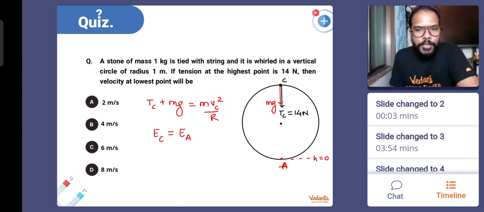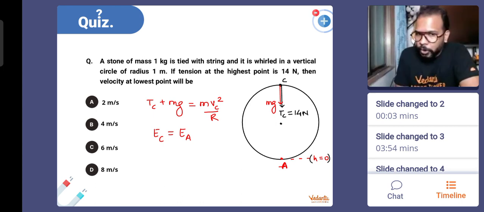At C, two forces are acting, mg and tension. At A, you are considering height to be 0. So use this as your equation number 1, this as equation number 2, and tension at C plus mg will be equal to mvc square by r. From here you will get vc. And then equate the energy at C and A, and from there you will get the velocity at A. Giving you guys full 2 minutes to try this.